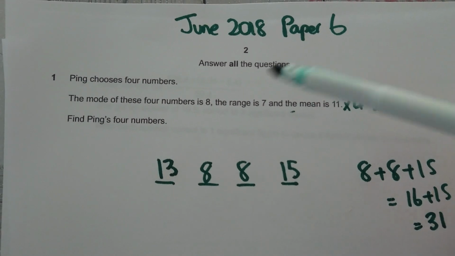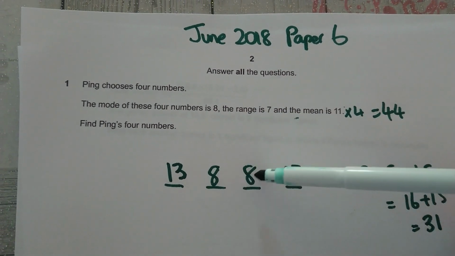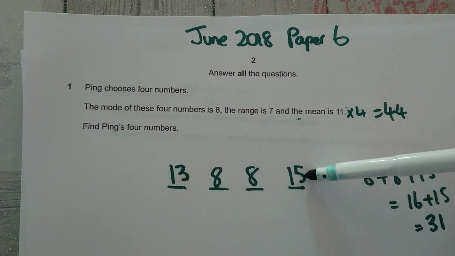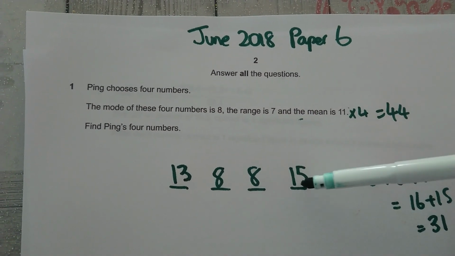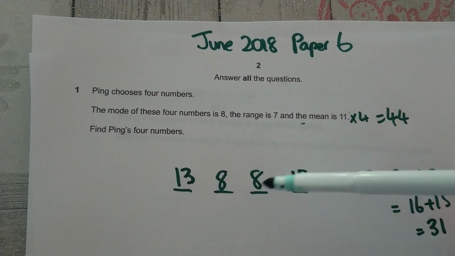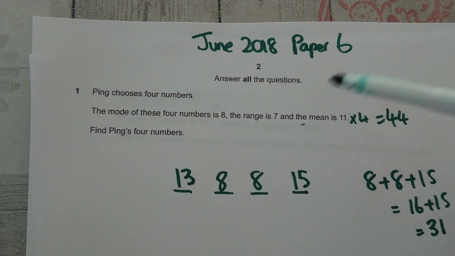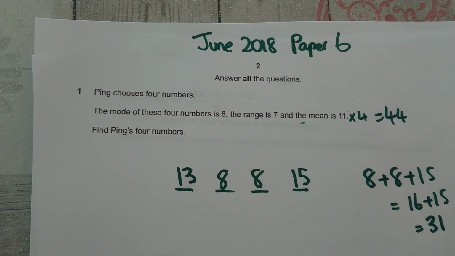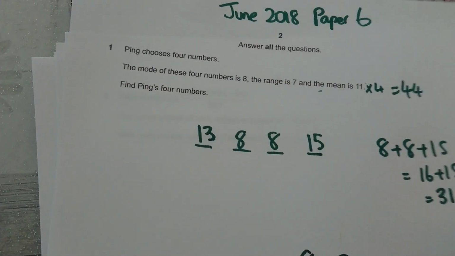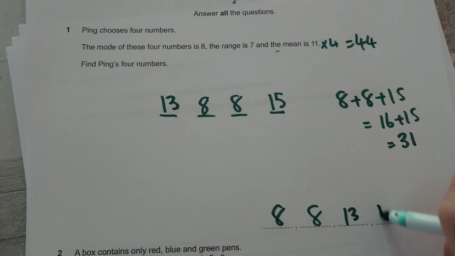Does everything work? So is the mode 8? Well, yeah, that's more 8s than any other number. Is the range 7? Well, the biggest is 15, the smallest is 8. 15 take away 8 is 7. Is the mean 11? Well, they add up to 44, and when I divide by 4, I do get 11. So those would be my numbers. So 8, 8, 13, and 15.